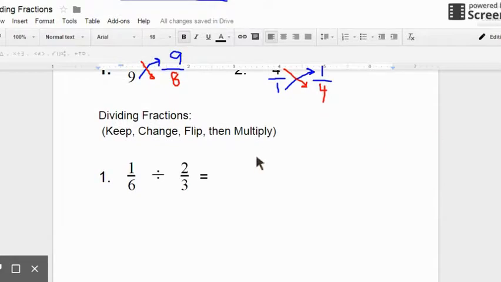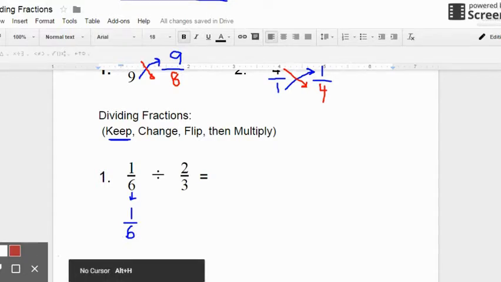So now that we know rule 1, or taking the reciprocal, let's look at how we divide fractions. To give you something to keep track of what you're supposed to be doing, I came up with this keep, change, flip rule, then multiply. You're going to keep the first fraction the same. If we look at this problem, we have 1/6 divided by 2/3. First thing we're going to do is keep the first fraction the same. This first fraction is perfect the way it is, and we're going to leave it alone.